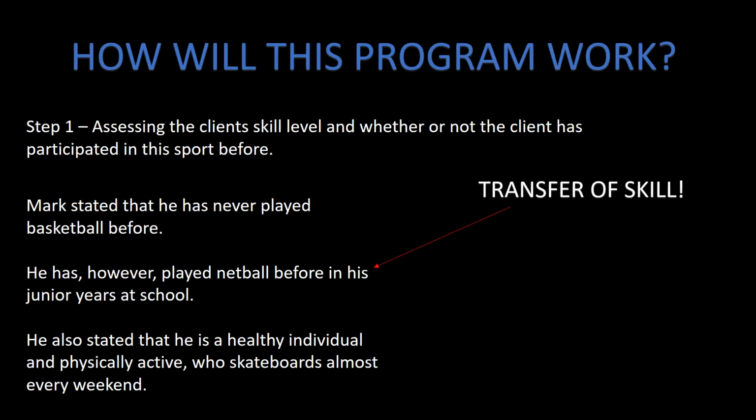This results in a positive transfer of skill. This means that being exposed to a specific pattern of skill, it can be transferred from one sport to another. More specifically, as Mark has been previously exposed to the pattern of shooting in netball, this may enable him to adapt to the action of shooting in basketball more quickly and accurately.